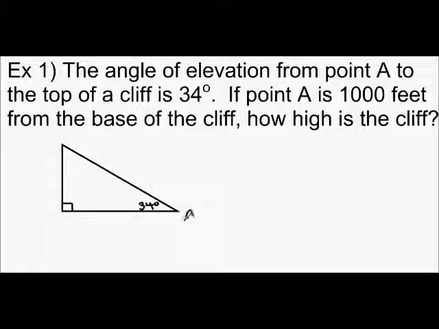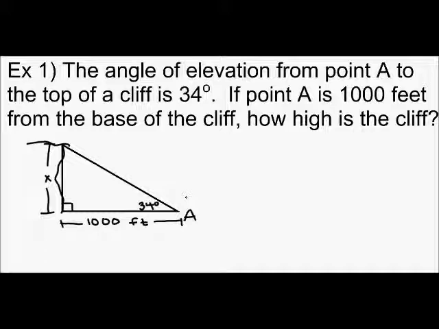And we have point A. Well, here's our cliff, I guess. It's not a good cliff. Point A is 1,000 feet from the base of the cliff. How high is the cliff? So basically over here, this is X. Or you could call it H for height if you wanted to. C for cliff. Okay, so how high is the cliff?